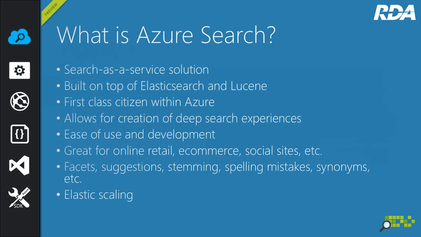And as you'd expect from a modern search engine, we have a lot of the advanced search functionality there. We have the capability of facets, suggestions or autocompletes, word stemming, the ability to correct spelling mistakes, synonyms, and things like that. And as I mentioned, this is a first-class citizen in the cloud, so as you would expect with all cloud services, it does support elastic scaling where as demand increases, you can add more resources. As demand decreases, you can take away those resources. So basically paying for what you use.